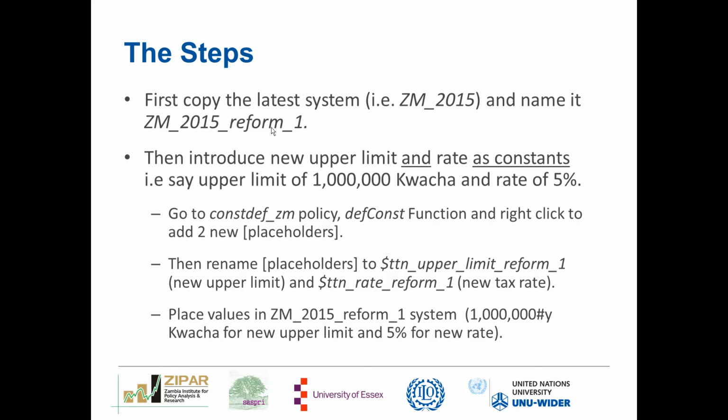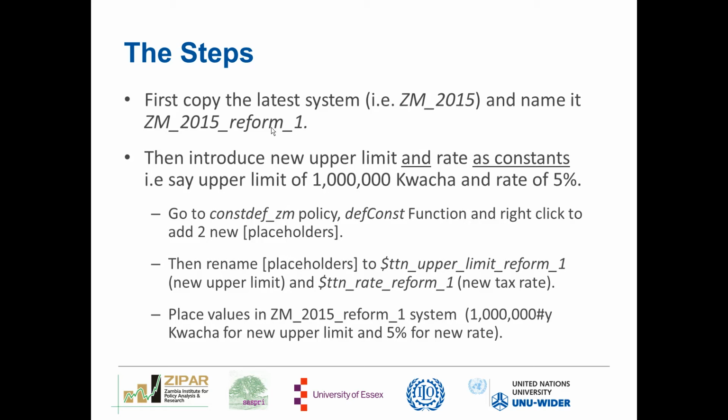Then we're going to introduce a new upper limit and rate as constants. If you'll remember, the 3% wasn't a constant, but the 800,000 upper limit was. So in this case, we're going to introduce both of these amounts and rates as constants. And how we're going to do this is we're going to go to our const_def_zm policy, go to our def_const function and right click and add two new placeholders.